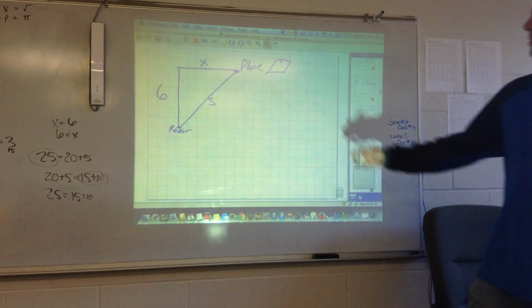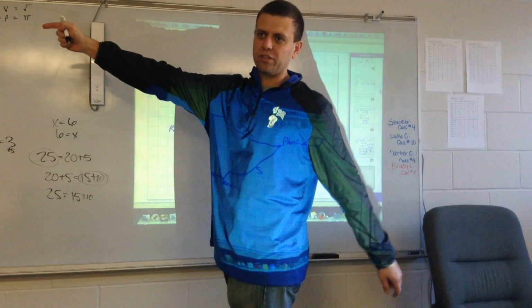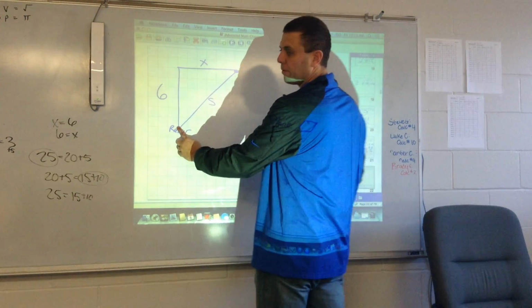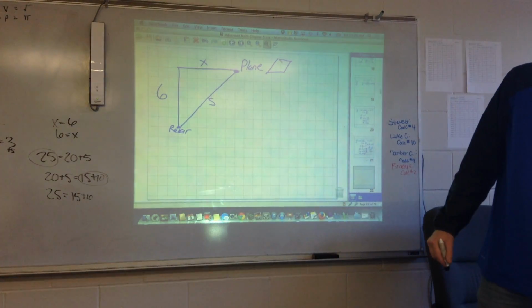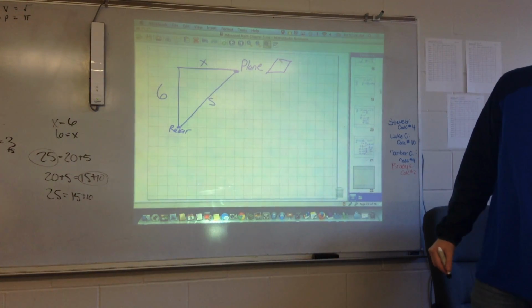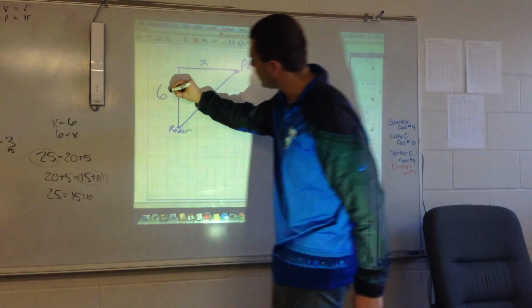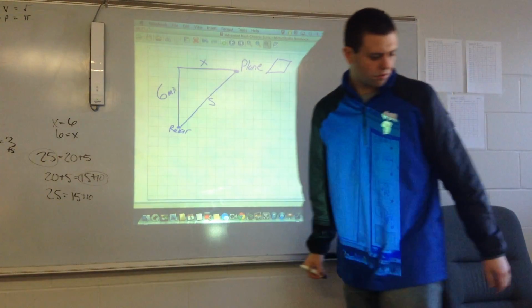Okay, here's our picture. We've got a plane flying this direction. Here's our radar tower. It gave us that the plane is 6 miles above the radar tower, so that's where this came into play. That was given to us.